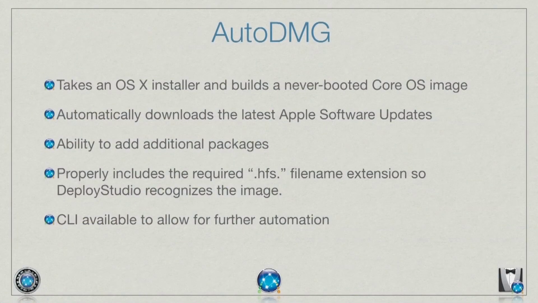AutoDMG. It's exactly how the developer wants it pronounced, as AutoDMG. It takes an OS installer, a base installer, and builds a never-booted core OS image. It automatically downloads the latest software updates so that the image is never booted but is also fully up to date, so that there are hopefully no known security vulnerabilities in the OS when you boot it.